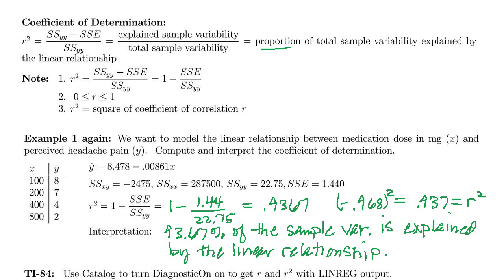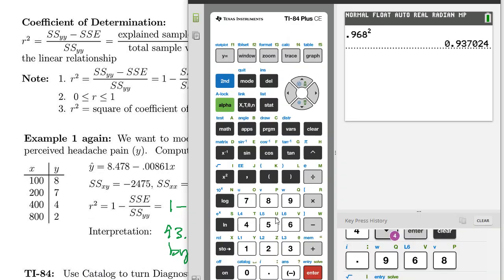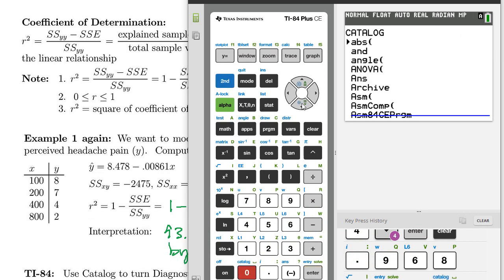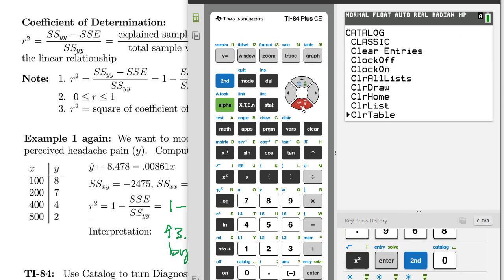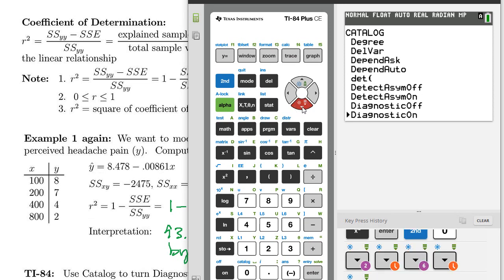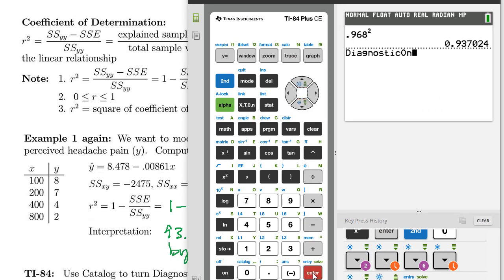And then just a quick note here, if you do linear regression on your calculator and you do not get the r and r squared values, then you need to go to the catalog and turn diagnostic on to get your r and r squared. So to do that, you do second catalog here, and then you just scroll down until you get to the D's. And you'll see right there, diagnostic on. Highlight that one, press enter, enter again until it says done, and now it'll show your r and r squared.